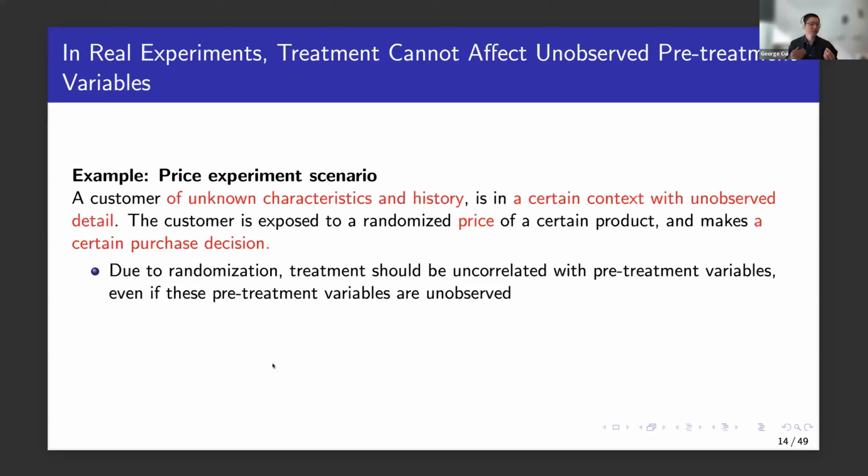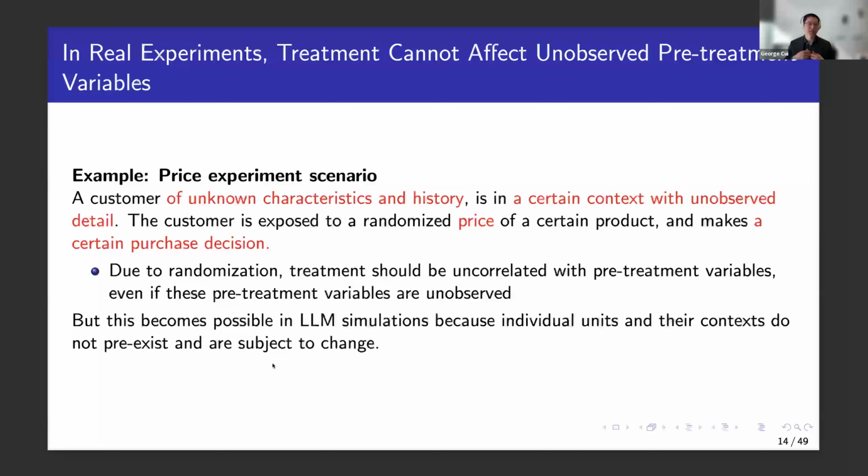And so usually we do a balance check to see whether the covariates are balanced across conditions for the observed ones. But even for the unobserved ones, because of randomization, we should expect that those pre-treatment variables will be balanced. But this correlation between pre-treatment variables and treatment assignment becomes possible in large language model simulations because individual units and their context do not pre-exist. So when they do not pre-exist, they could be subject to change. And let me give you some more examples.